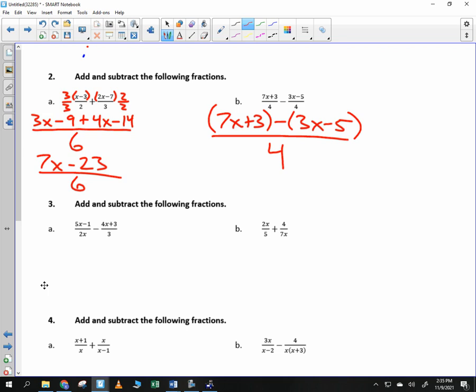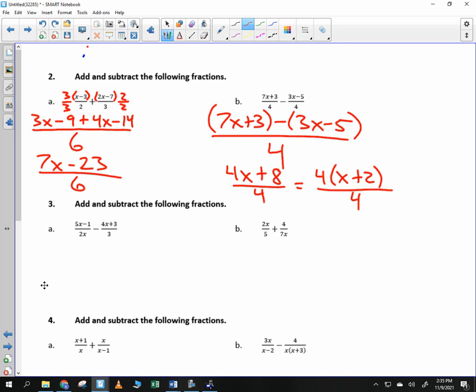So I have 7x minus 3x is 4x. And then what's 3 minus negative 5? Positive 8. My resulting fraction is 4x minus 8 over 4. Can that be simplified? Just cancel off the 4's? No. Is everything divisible by 4? Sure. I'll write it like this. If you factor a 4 out of the top, you're left with x plus 2.